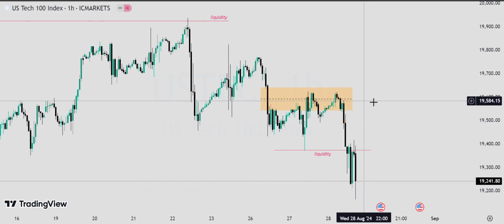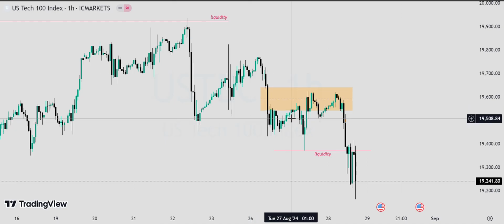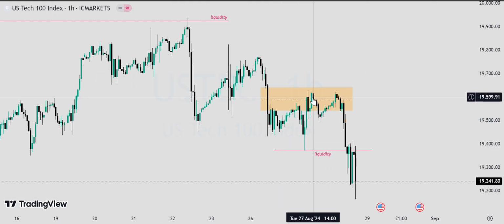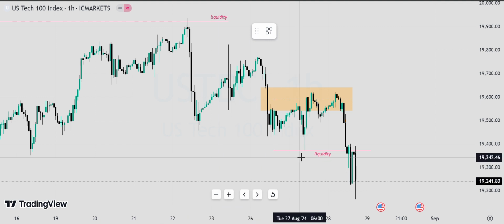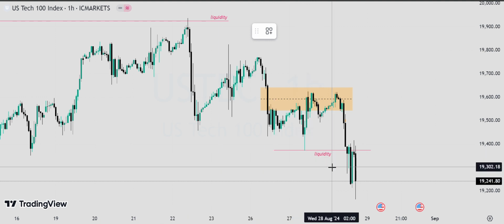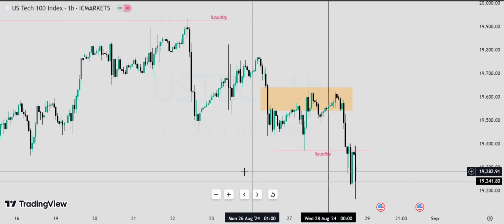So as you can see, there is this liquidity. There was this liquidity formed in the 4 hour. What happened is this: the market went for that liquidity. So for today's trade, you take this and you mark when was the market open today. So that's when the market has opened.